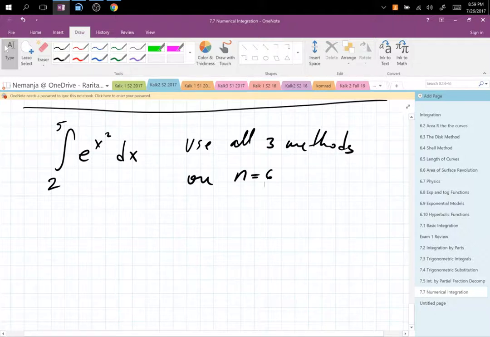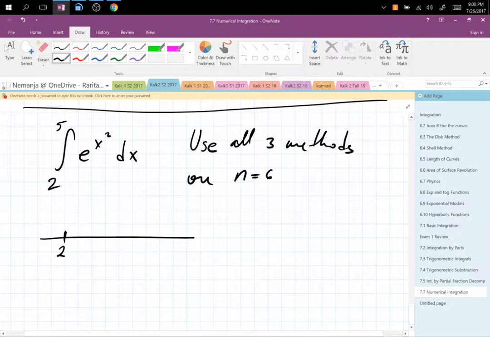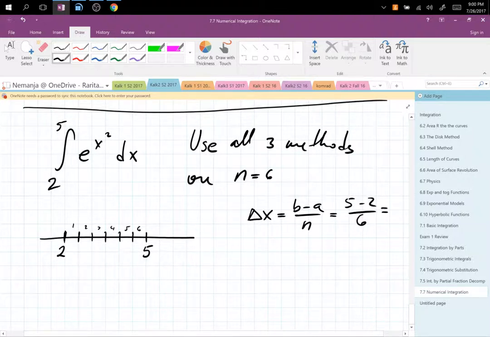So, as I said before, we need to draw the interval so that we know what is actually happening. I'm starting at 2, and then I need to have 6 divisions. So 1, 2, 3, 4, 5, 6, and then there has to be 5 at the end. Now you have to split this. The best way is to use the formula for dx, which is b minus a over n. You have everything: 5 minus 2 over 6, so you get 3 over 6, which is 1/2.